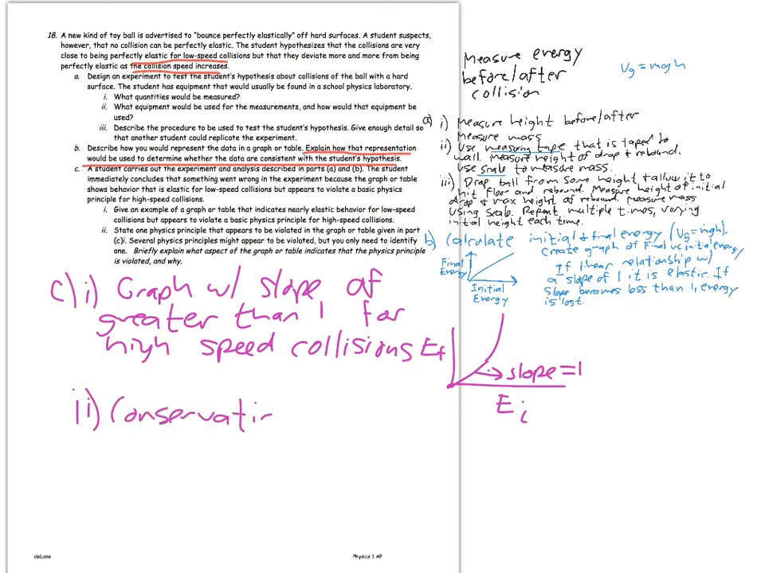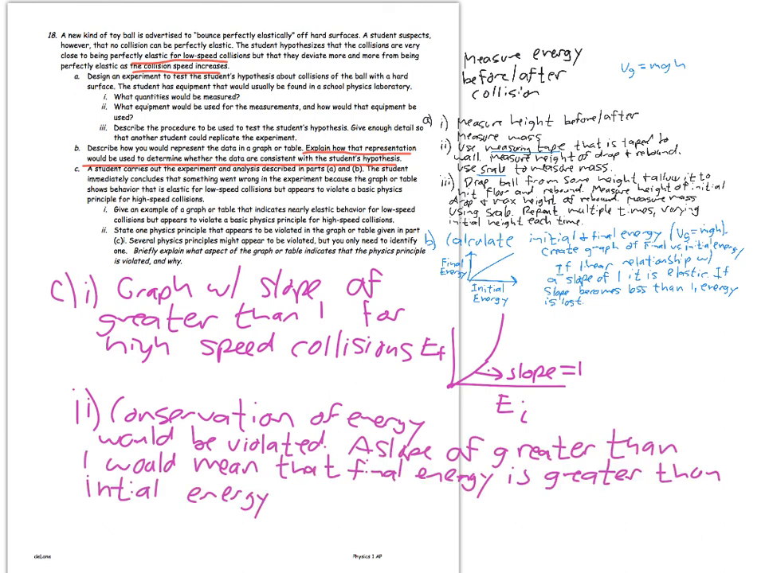If that graph has a slope of greater than 1, it would show that the final energy is greater than the initial energy. And so that means that the object would somehow be gaining energy without any seemingly plausible way for work to be done on the object. It would end with more energy than what it started with.